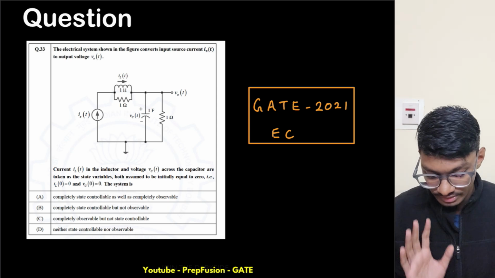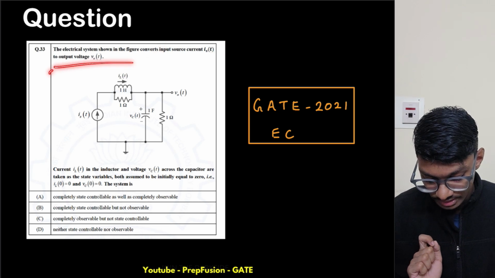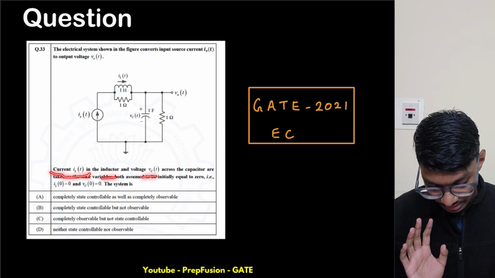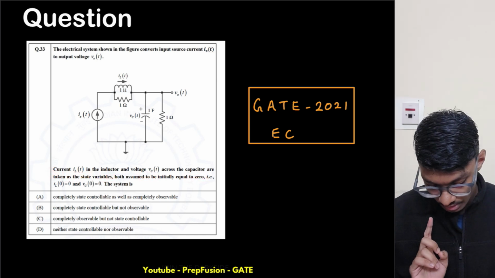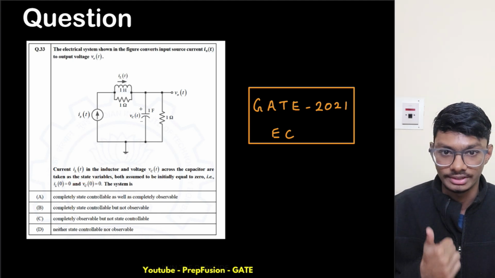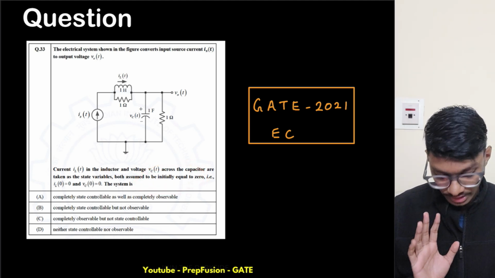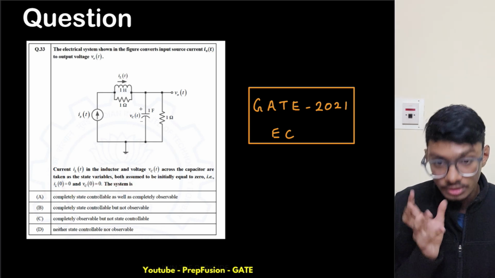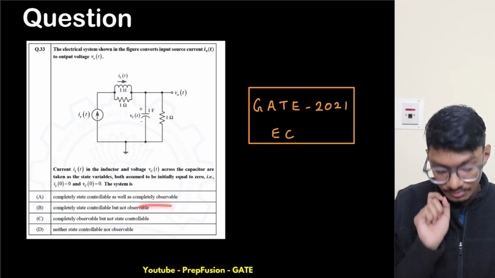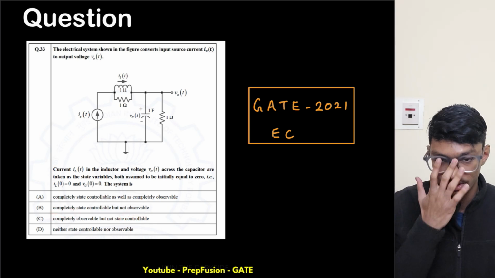The question is given like this: we have an electrical system shown in the figure which converts the input source current IS to output voltage VO. IL is the inductor current, VC is the voltage across the capacitor, and both are assumed to be taken as state variables. Both of them have initial condition 0. Now you have to tell whether the system is completely state controllable, completely observable, or not observable or controllable. What is the system?